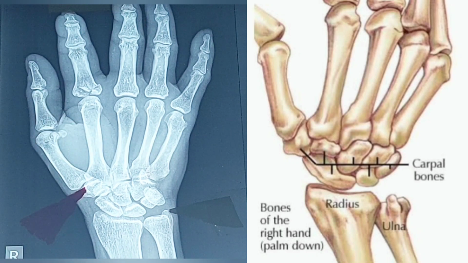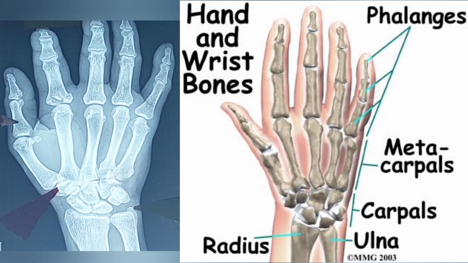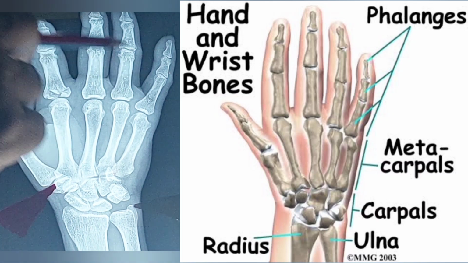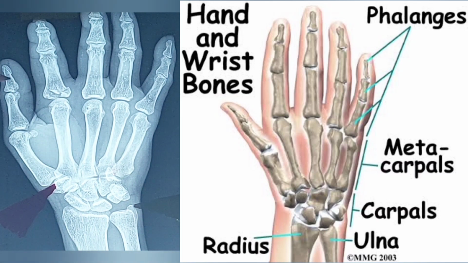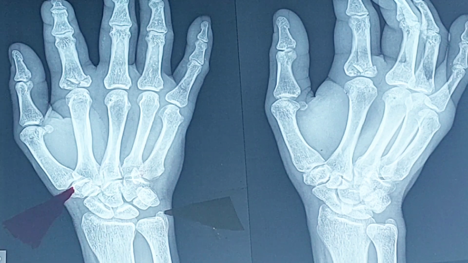They are called metacarpal bones, and in the 5 fingers, there are a total of 14 phalanges. This is the proximal phalanx, this is the distal phalanx for the thumb, but for the rest of the fingers, proximal, middle and distal phalanges. So for these 4 fingers, there are 3 into 4, 12, plus in the thumb 2 phalanges, total 14 phalanges. Let us come to the radius and ulna once again.